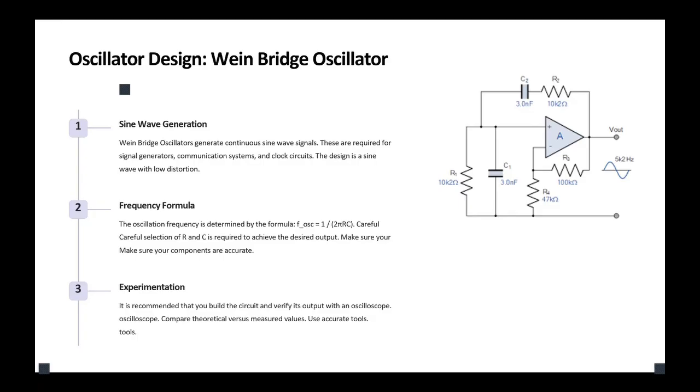Now, what makes that oscillation happen? To make any oscillator work, you need to feed part of the output back into the input, but not just any feedback. You need a positive feedback.